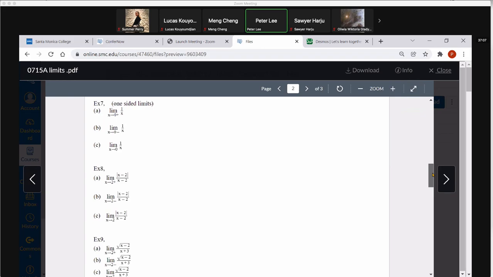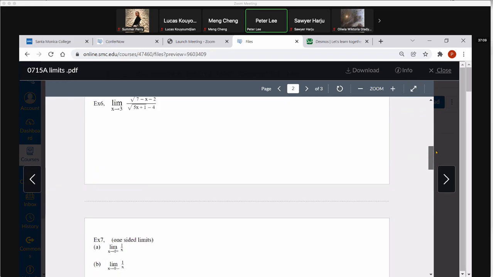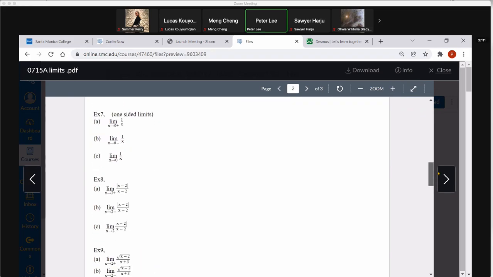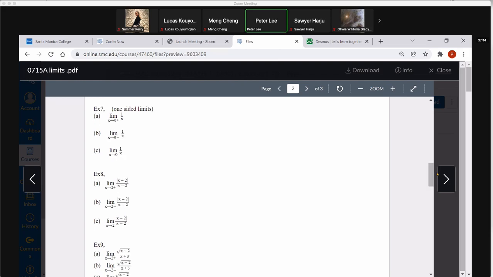Let's look at this. One-sided limits. We have what we call the one-sided limit. What is the one-sided limit? A one-sided limit means it is approaching a number only from one side. This means x is approaching 0 from the plus side only, not just approaching 0. So there's a difference between x approaching 0 and x approaching 0 plus.